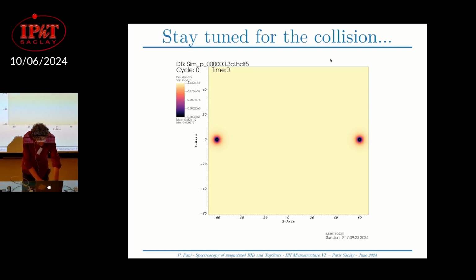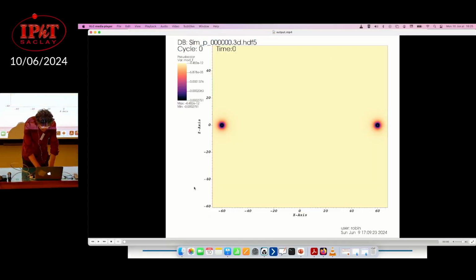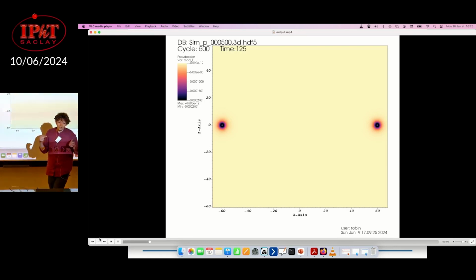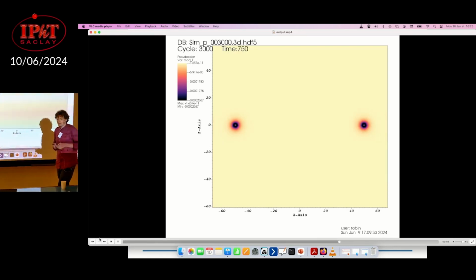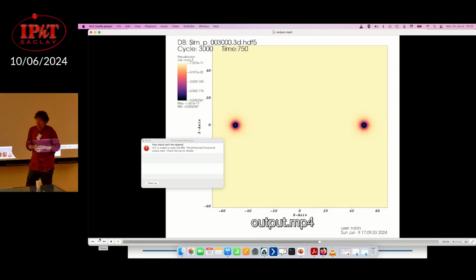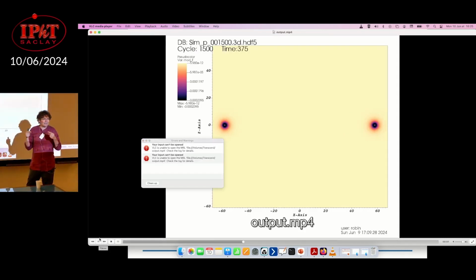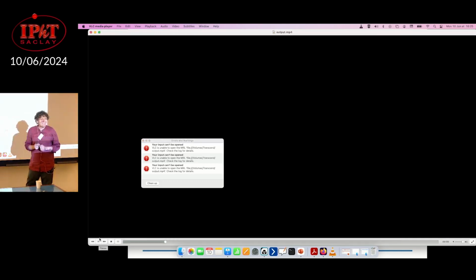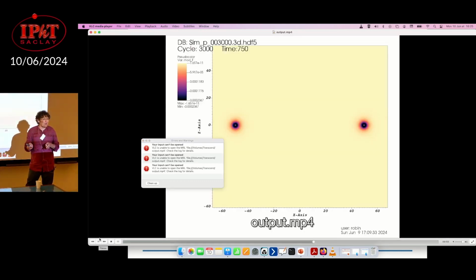I'm showing this simulation, and then I will close. This is the collision of two hairy black holes in this theory. You see they approach each other. I don't know what happened. You see they never get to each other, and the reason is that this simulation is still ongoing right now.